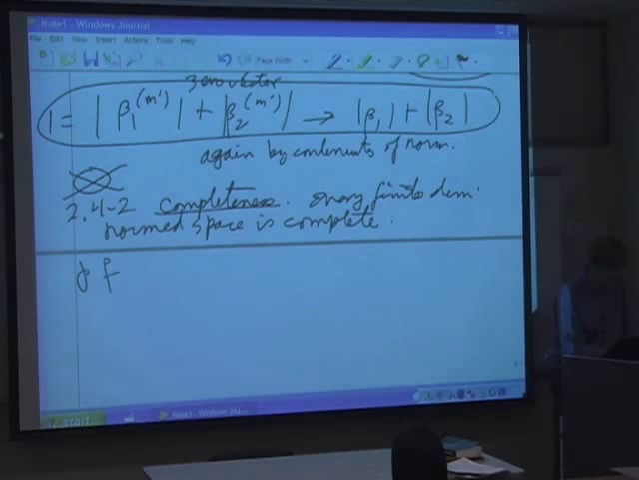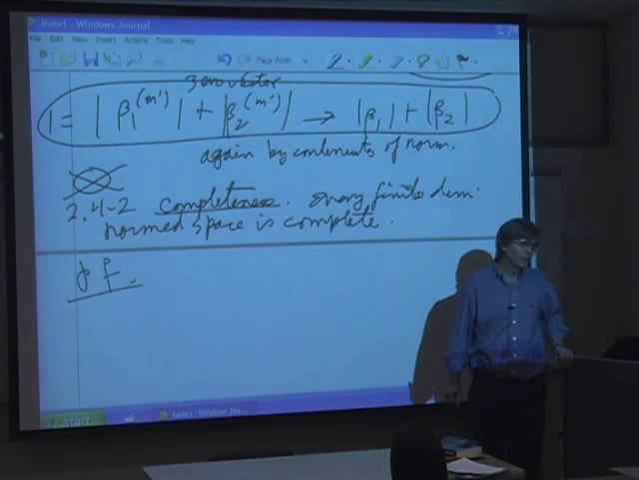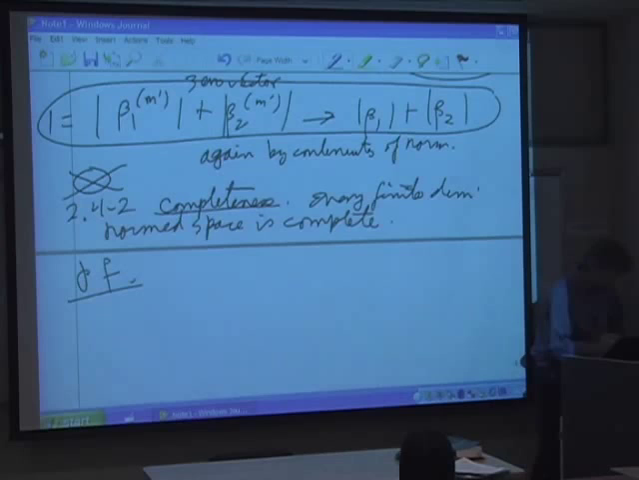What's the proof? How will I do that? I need to take a Cauchy sequence and prove that the Cauchy sequence converges. To be careful, I'm going to do this for n equal to 2. So assume again, let's call the normed space X, the dimension of X is equal to 2, just to make it simple, so the notation doesn't get too cumbersome.